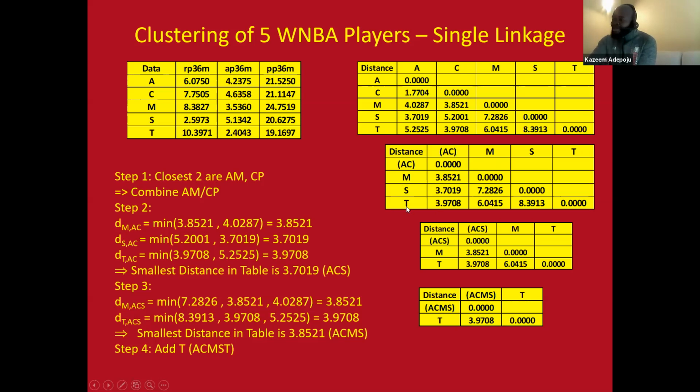Can you see that now? The very first thing I'm going to do, before completing the entries in the table, is put 0, 0, 0, 0 in the diagonal. Then the next thing I want to do: how do I decide on the first entry in the table? How do I come about 3.8521? It means I need to be looking at the minimum distance.